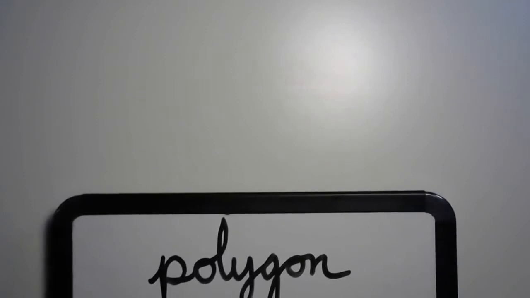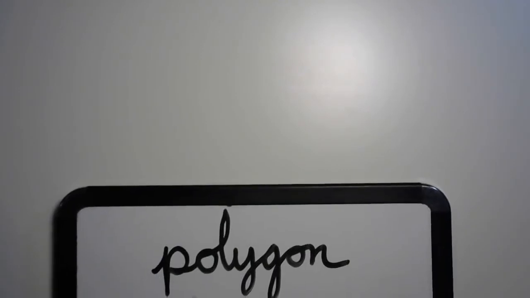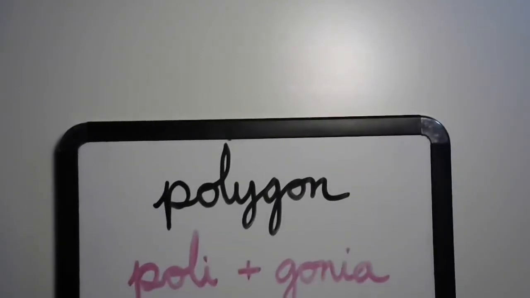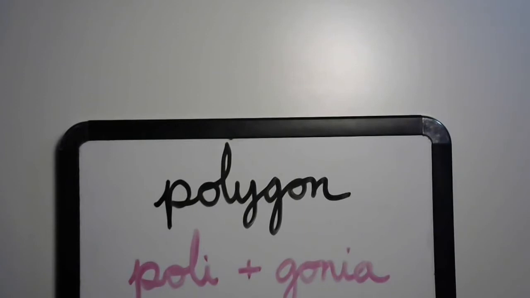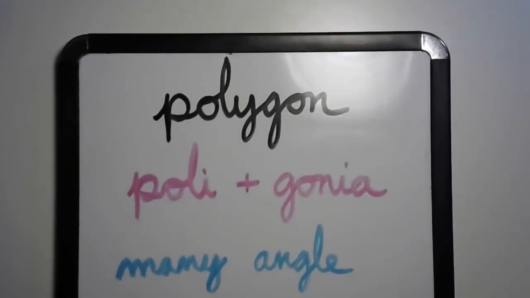Well, let's start with the word itself. Check it out. Polygon. The word polygon actually comes from two older Greek words, poly and gonia. Poly means many, and gonia means angle. Many angle. Polygons, so any kind of shape, a closed shape that has many sides. Let's check a couple out.